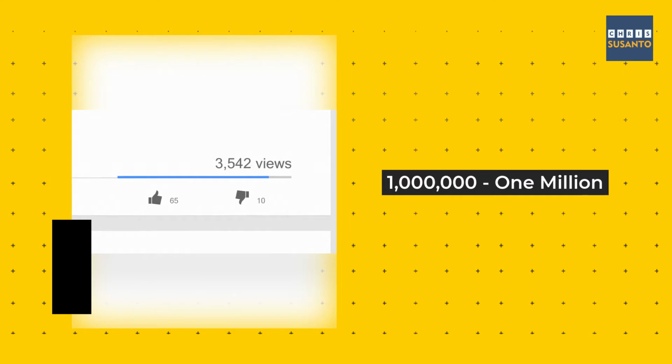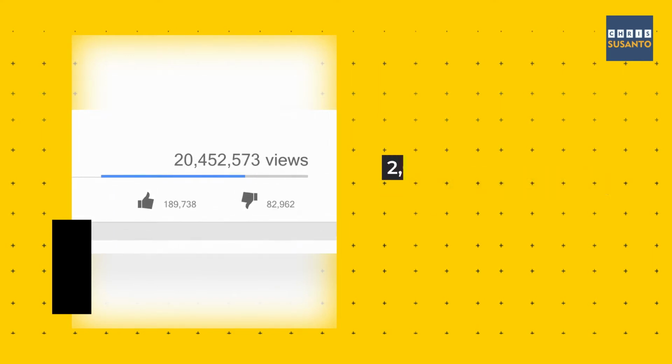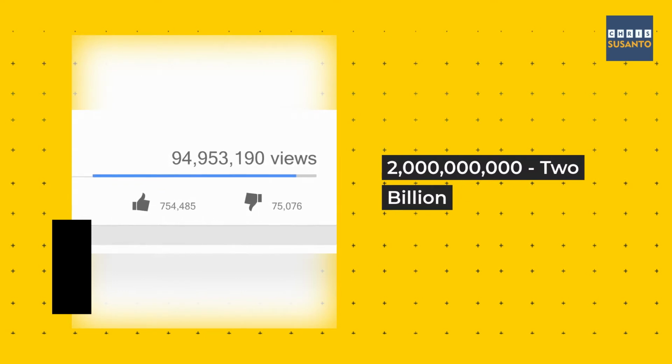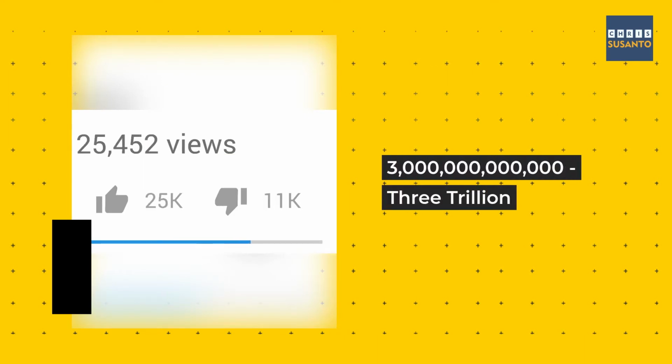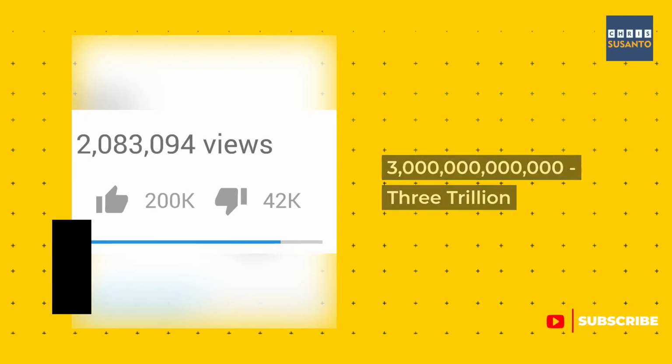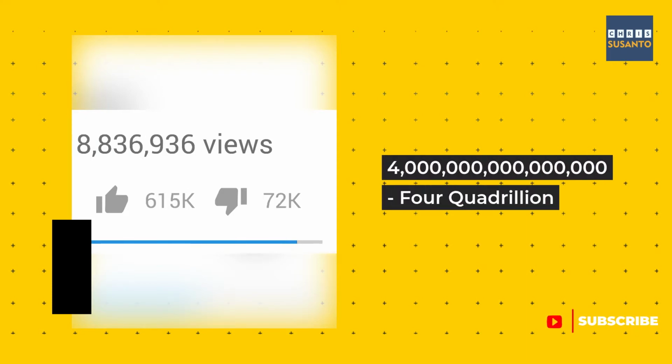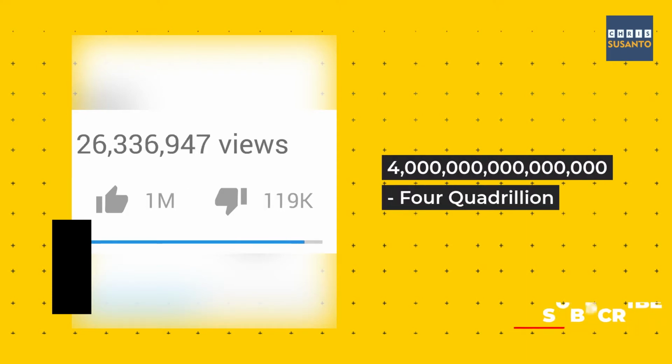Next, we move on to the larger numbers. 1 million with 6 zeros. 2 billion with 9 zeros. 3 trillion. This has 12 zeros. 4 quadrillion with 15 zeros, and so on.